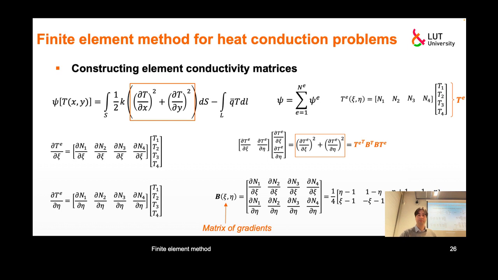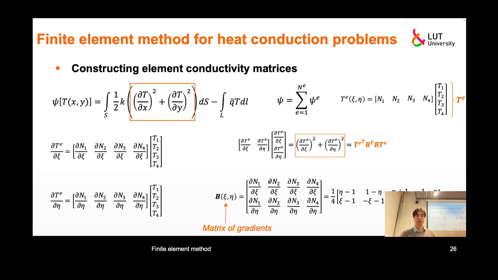Okay, so I only changed in this slide this part in the bottom right corner, and I am going to talk about this B matrix. So I already mentioned that it's called matrix of gradients. It's composed of partial derivatives, and for our case once we have decided about shape functions, we can calculate it.